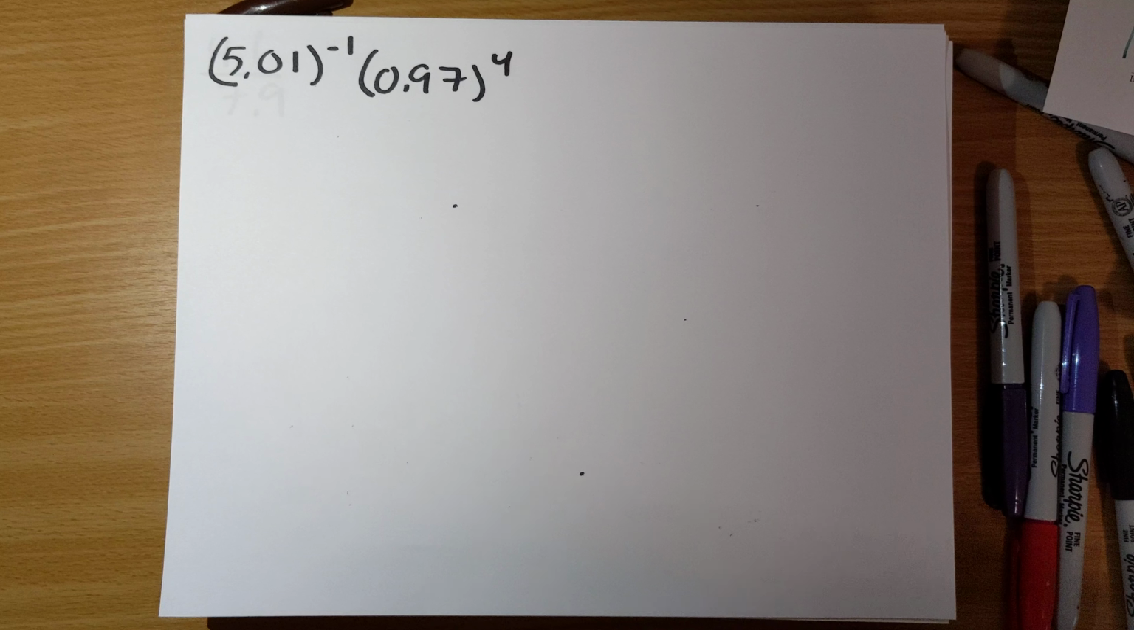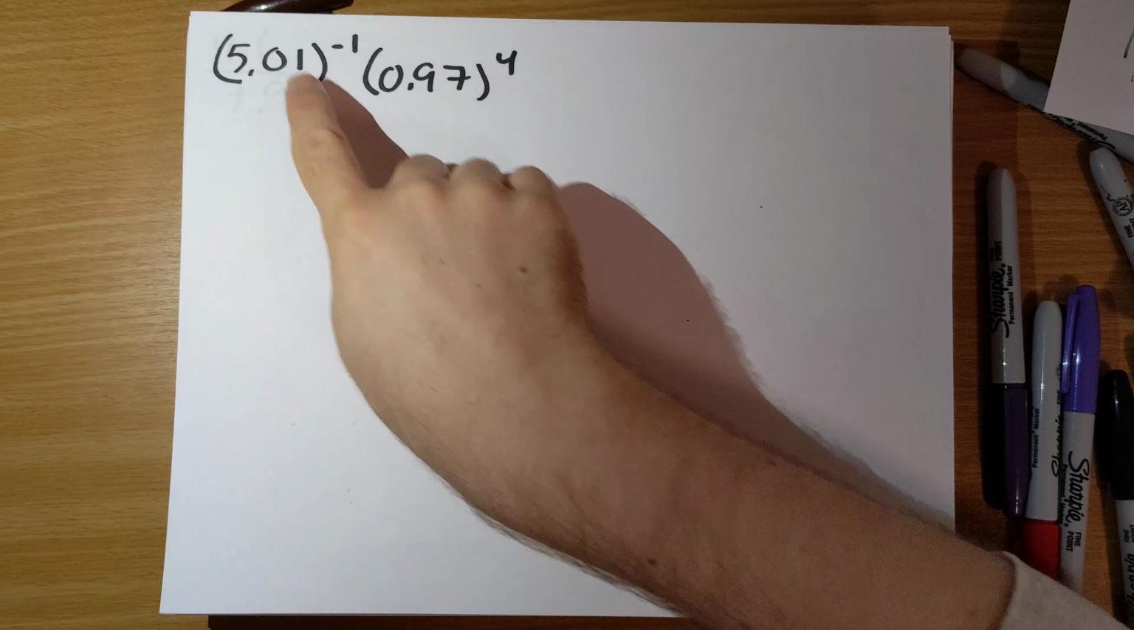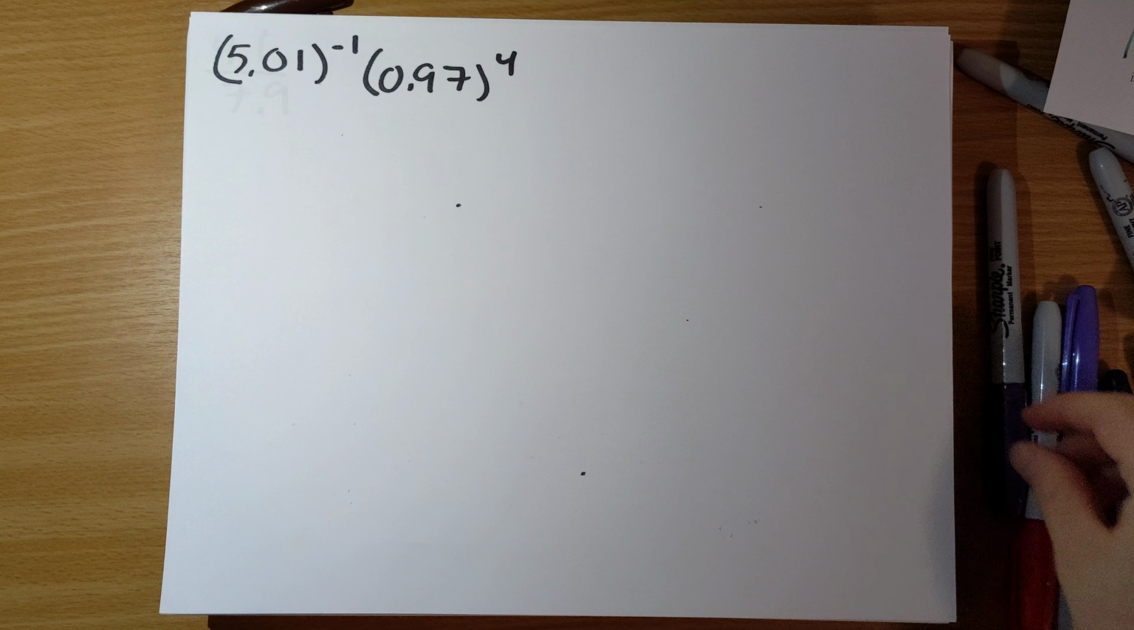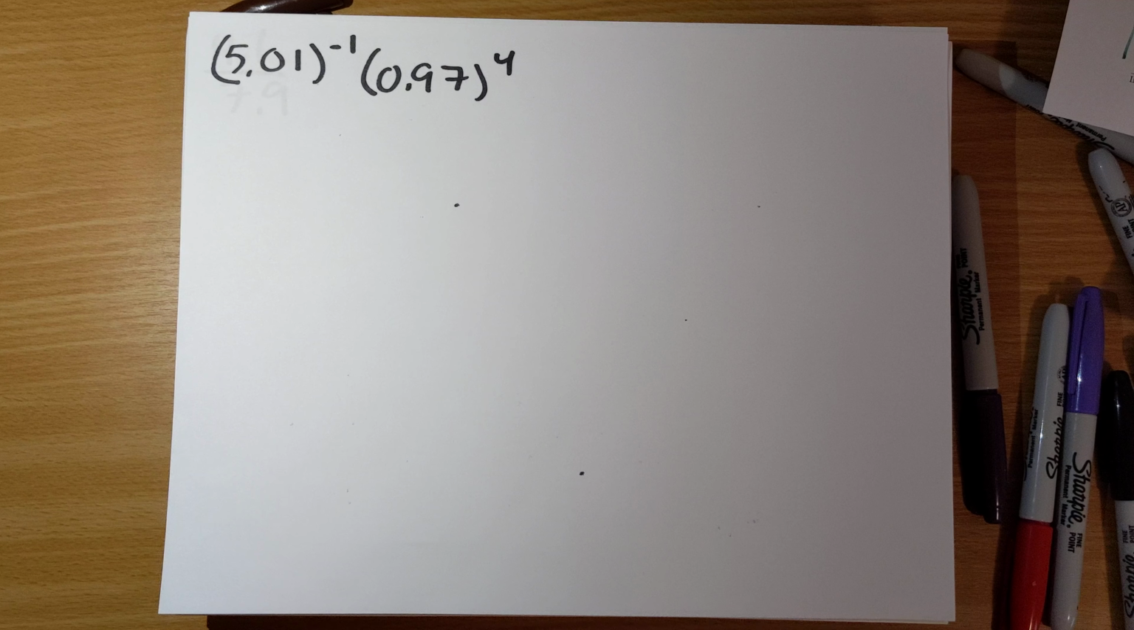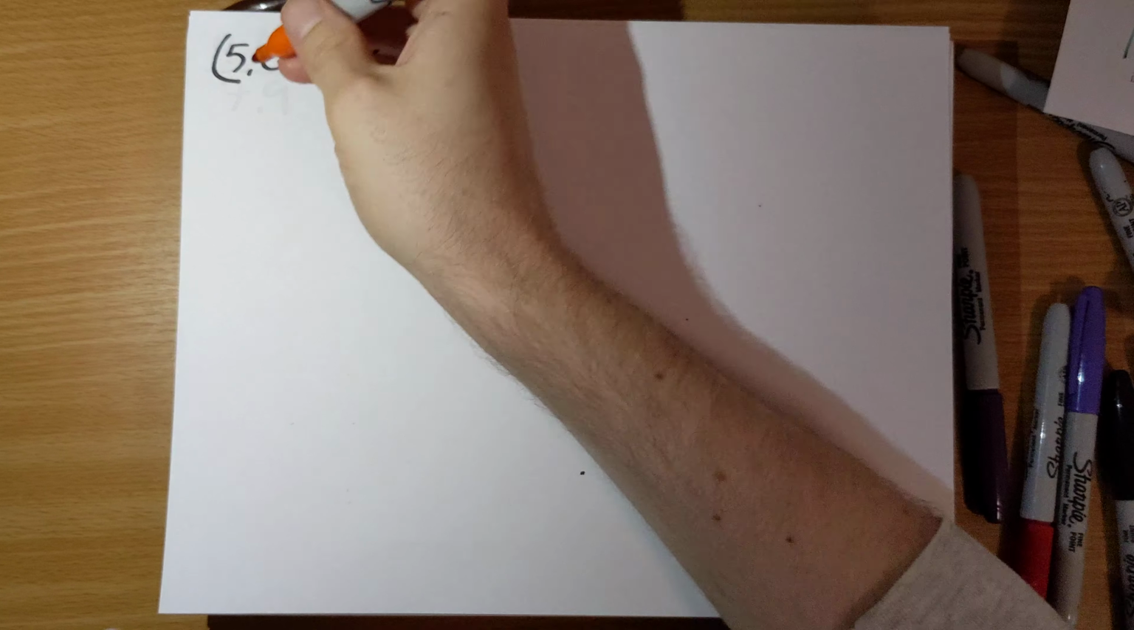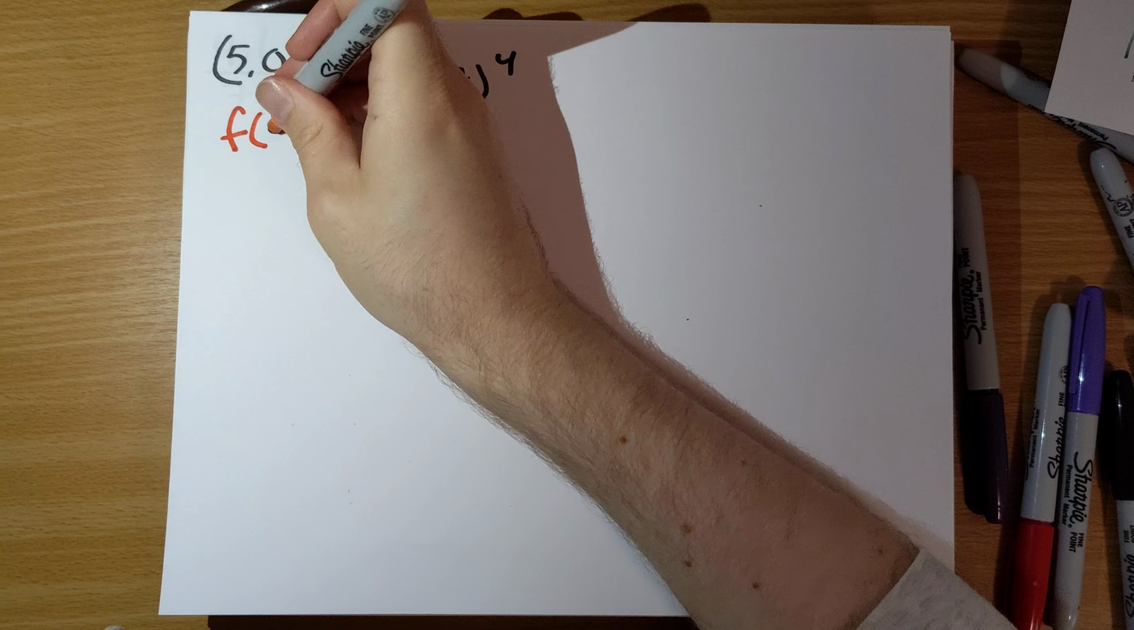Problem number 39. It's a bunch of linear approximations. First thing that we have to approximate is this expression right here. For each of these parts, the very first thing that we need to do is come up with a function that we can plop in.